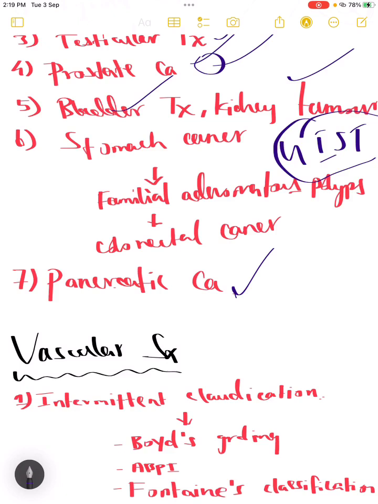As I said in the main video also, pathology is very important for all 19 subjects. So study pathology first. Make sure you are strong enough in pathology. If we study the whole of pathology, that will be helpful for every subject. So GIST is important. Then familial adenomatous polyposis and colorectal cancer.